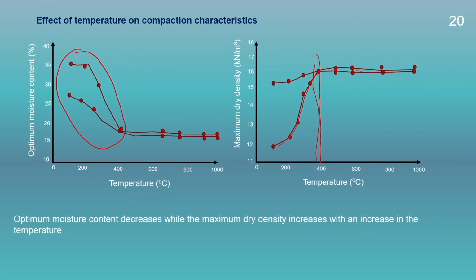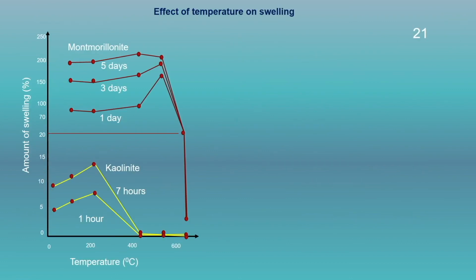So, this decrease in the optimum moisture content takes place quite rapidly between 0 to 400 degrees centigrade, and then it fairly remains constant. Here we could see there is a significant change in maximum dry density and the optimum moisture content at around 400 degrees centigrade. So, therefore, we could conclude here that with increase in the temperature, the optimum moisture content decreases while the maximum dry density increases.